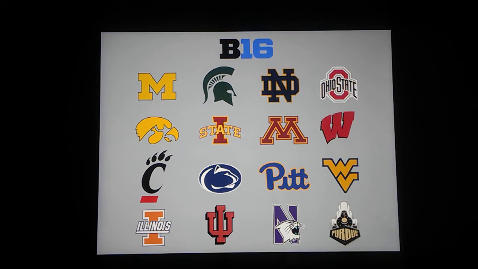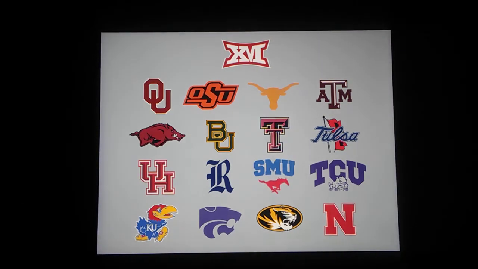The West has Iowa, Iowa State, Minnesota, Wisconsin. The East has Cincinnati, Penn State, Pittsburgh, West Virginia. Pittsburgh, West Virginia used to be a rivalry. That'll be fun to watch again. And then we have down here in the Central, Illinois, Indiana, Northwestern, and Purdue. And then this is going to be your new Midwestern 16.